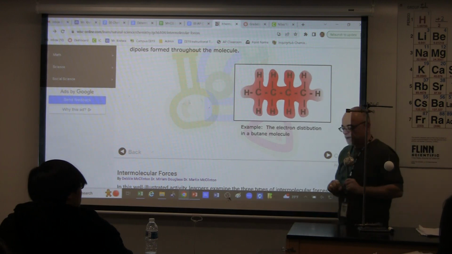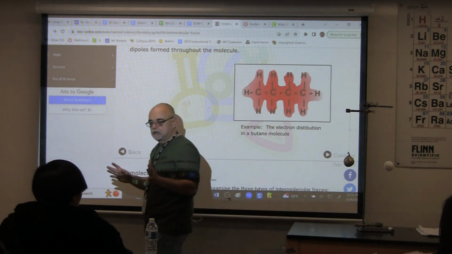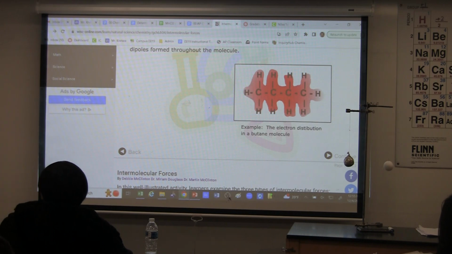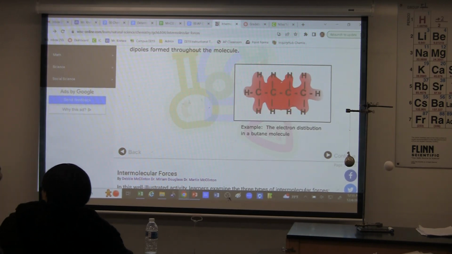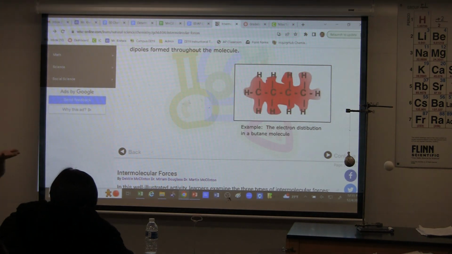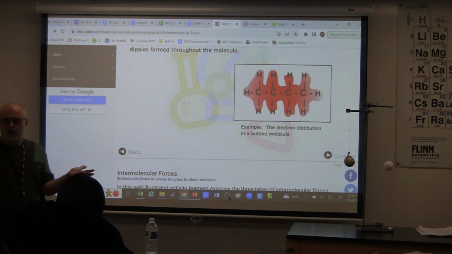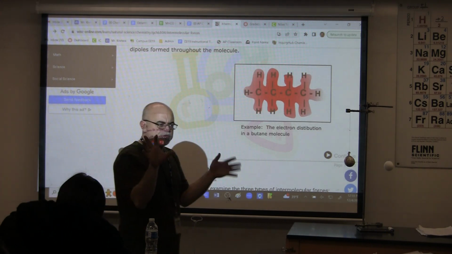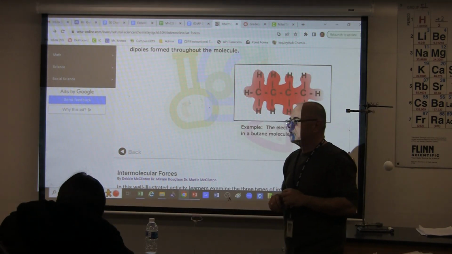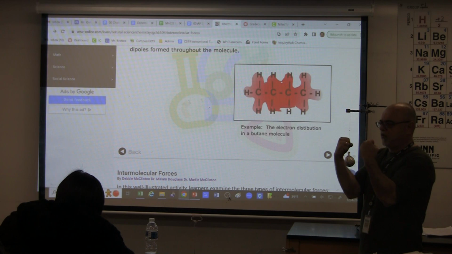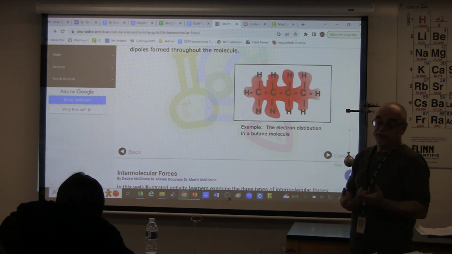Case in point, anybody cook? Which has the higher boiling point, oil or water? By far, right? Water boils at like 100 C, oils can boil 200 or 300 or higher. But oils are hydrocarbons, so all they have is dispersion, this weak little fluctuating force. Water has hydrogen bonding and dipole attractions, and dispersion for that matter.